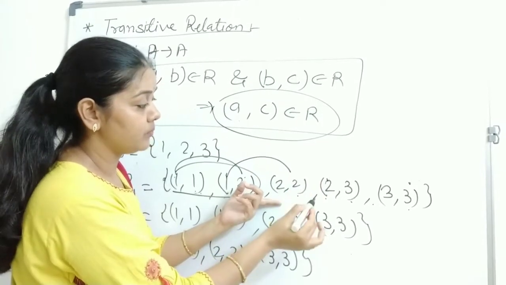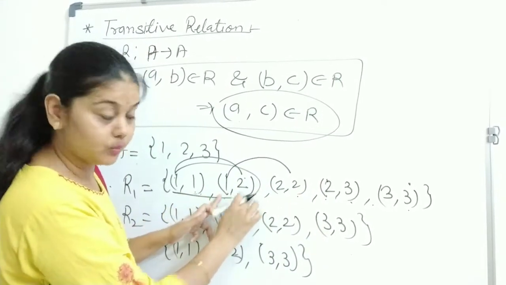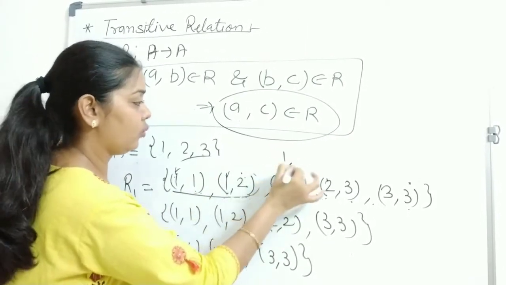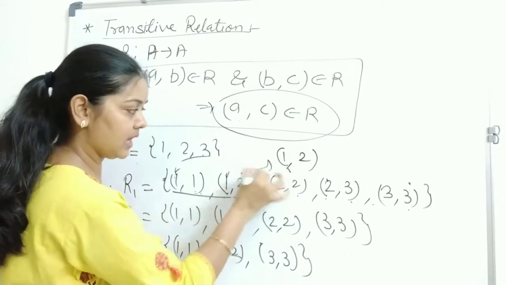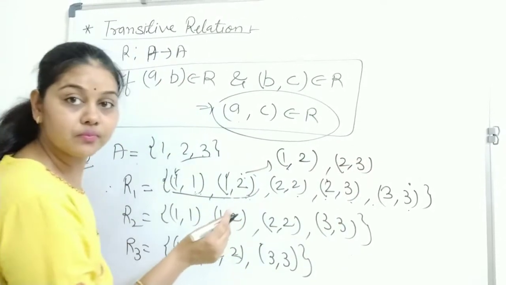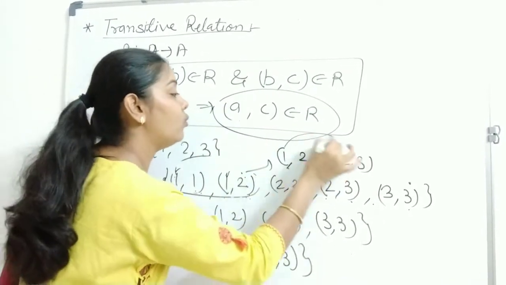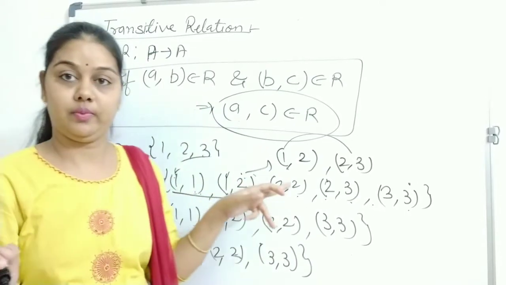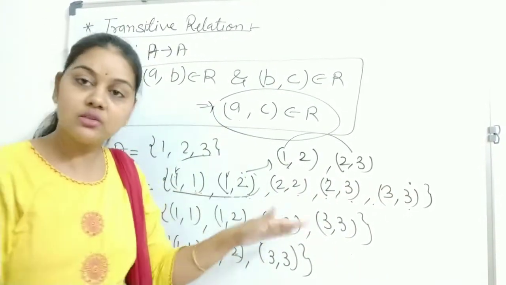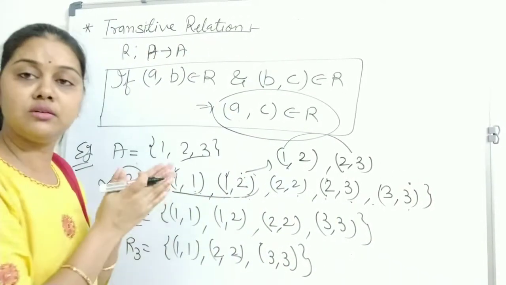Look at here. When I talk about this, 1 is related with 2, and 2 is related with 3. Then I must have 1 related with 3. But I do not have 1 related with 3. That's why this R1 is not a transitive relation.